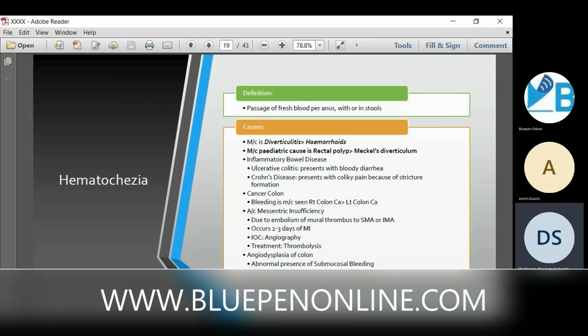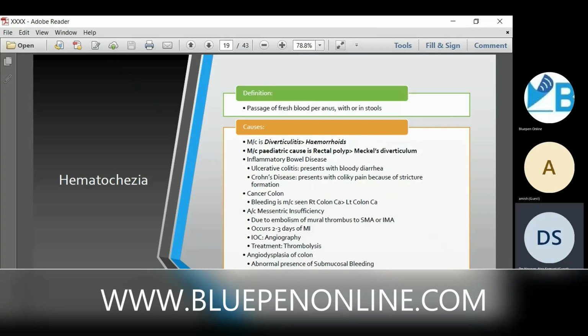Next, this is also seen in inflammatory bowel disease. There are two types of inflammatory bowel disease, ulcerative colitis and Crohn's disease. In ulcerative colitis, the patient most commonly presents with bloody diarrhea, whereas in Crohn's disease, the patient most commonly presents with colicky pain, and there will be stricture formation. You know what a stricture is? The walls of the GI tract stick together and form an obstruction. It's most commonly seen in Crohn's disease, more than bleeding. Hematochezia is also seen in cancer colon. Remember that the bleeding is most commonly seen in cancer of the right colon rather than the left colon.